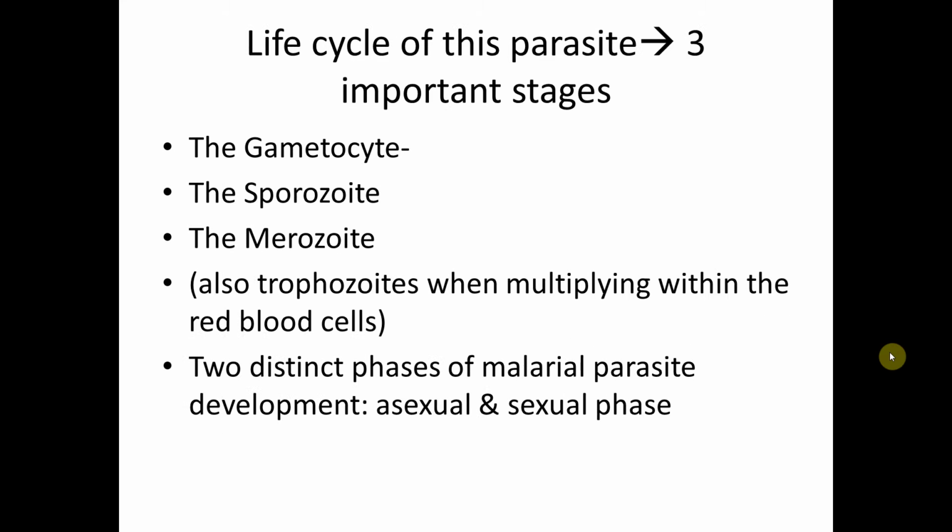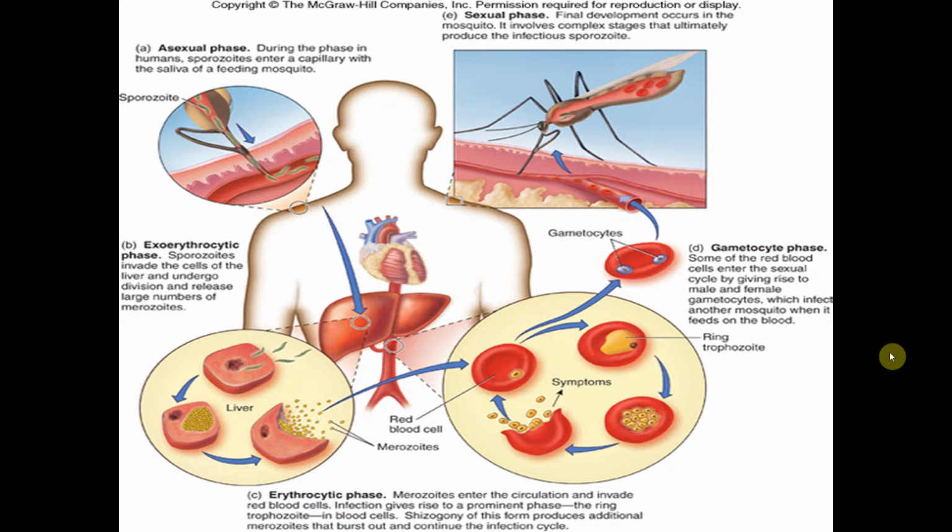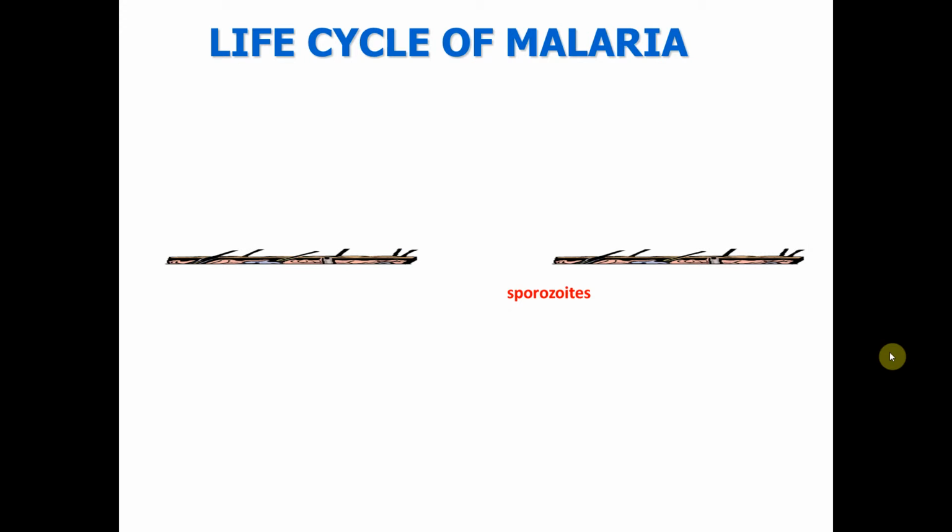Three critical stages make up the life cycle of this parasite. There are also two distinct phases of malarial parasite development, asexual and sexual. Moreover, to summarize everything I have spoken about in terms of the life cycle and stages, the asexual phase takes place in the human, who is the host.